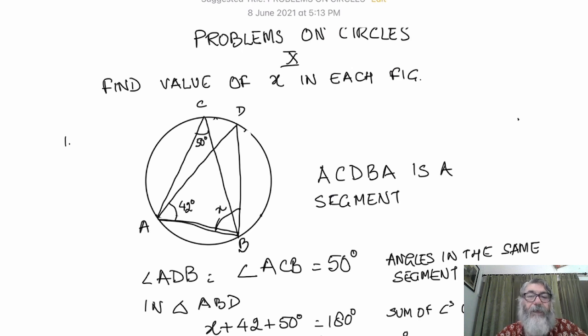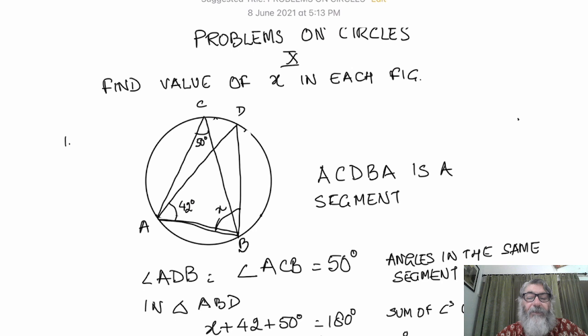The second theorem was angles in the same segment of a circle are equal. The third theorem was that the angle in a semicircle is a right angle. These two theorems are also based on the first theorem, the double angle theorem. The last theorem which we did today was the opposite angles of a cyclic quadrilateral are supplementary.